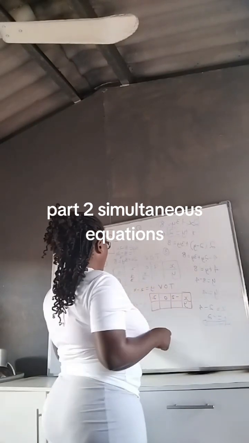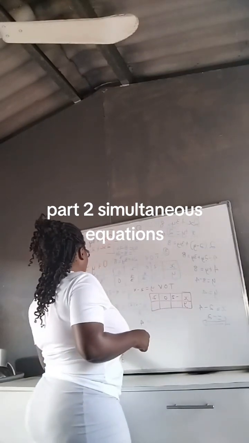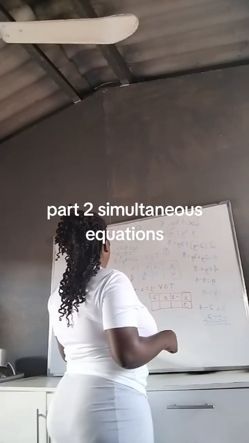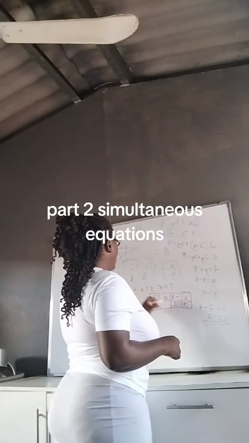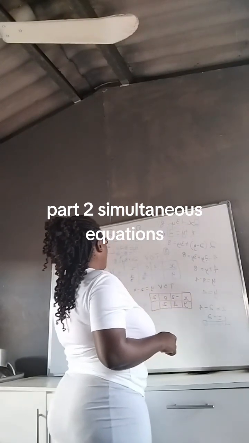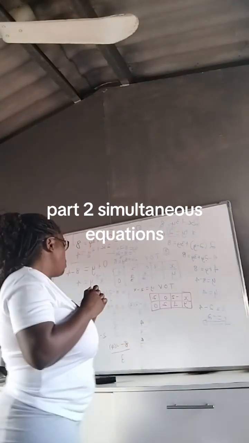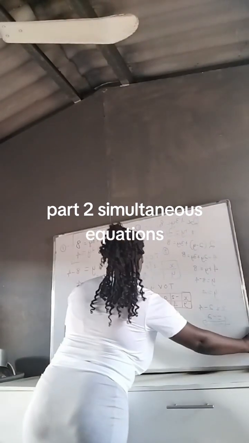So when x is equal to minus 2, I'm going to say 2 minus minus 2. So when x is equal to minus 2, the value of y is what? 4. When x is equal to 0, the value of y is 2. And then when x is equal to 2, the value of y is 0. So that's how the table of values will look, right?